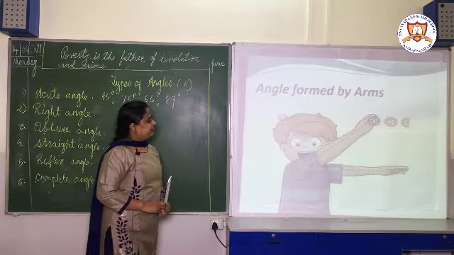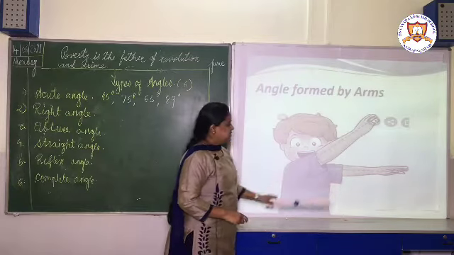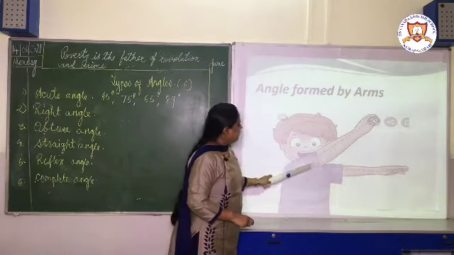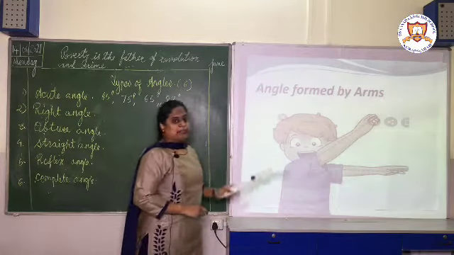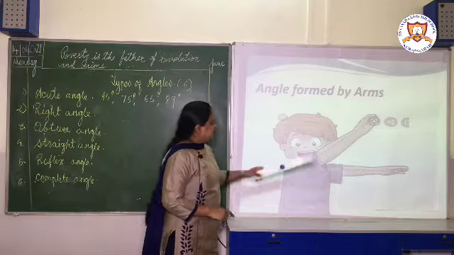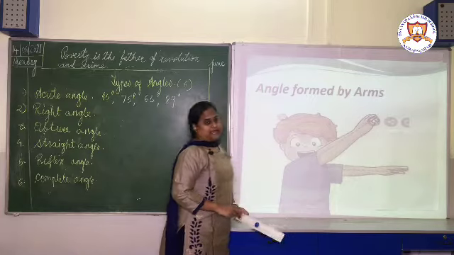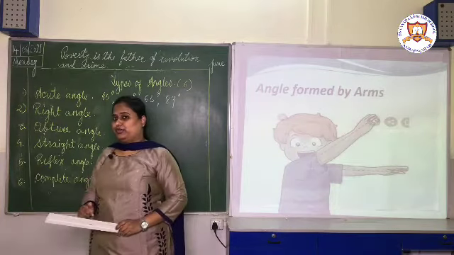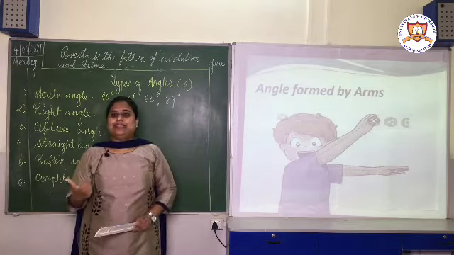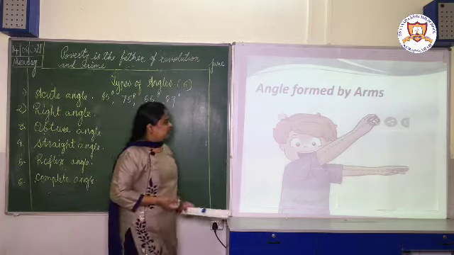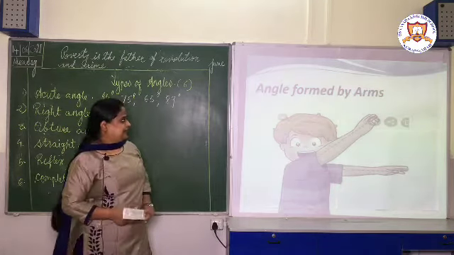Second, if we stretch both our arms in such a way, we can find the acute angle here. So, angles formed by arms. Means if we stretch our hands in such a way, you can find here the acute angle. Acute angle means what? Just now I told you. Acute angle whose measure is greater than 0 degree but less than 90 degree. So, here we can see the acute angle. This is the second example of day-to-day life.